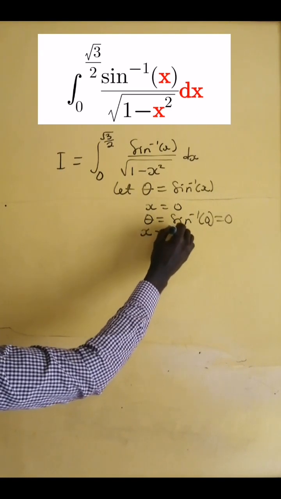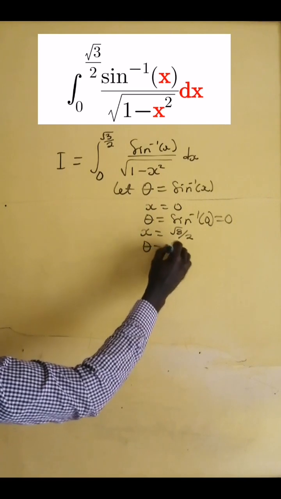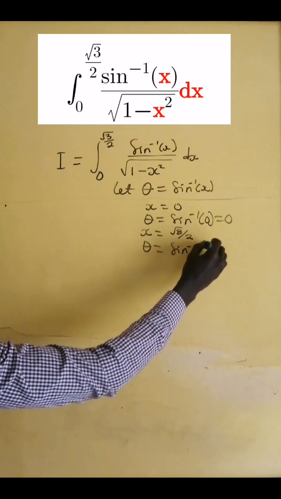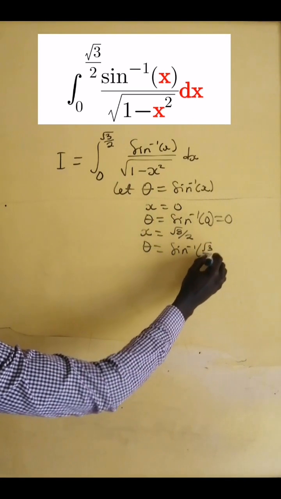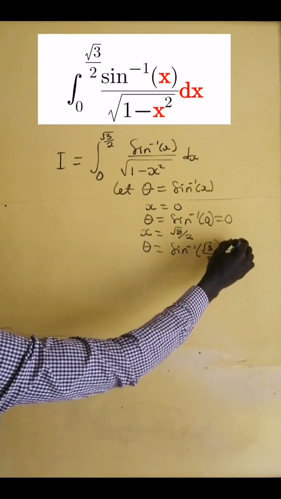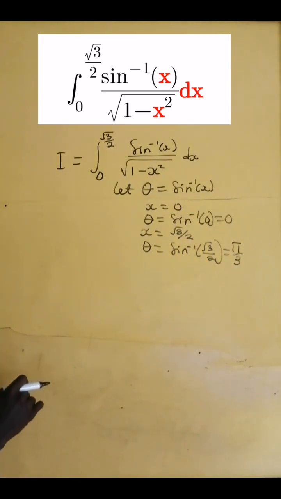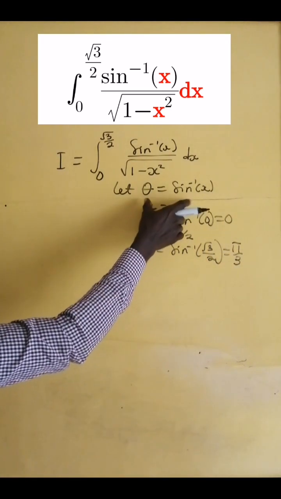And if x equals root 3 on 2, then we have theta equal to sine inverse of root 3 on 2, which gives pi on 3. Okay, so what do we do next?